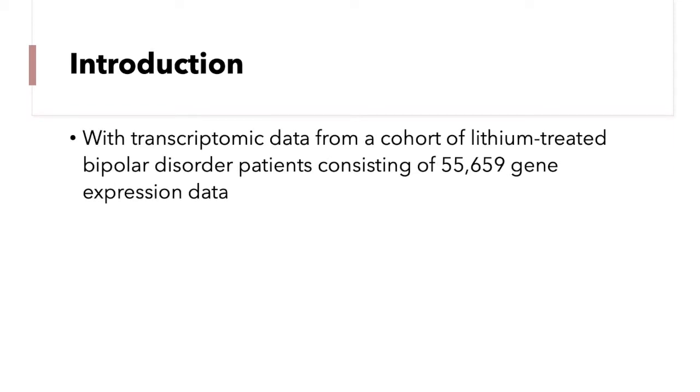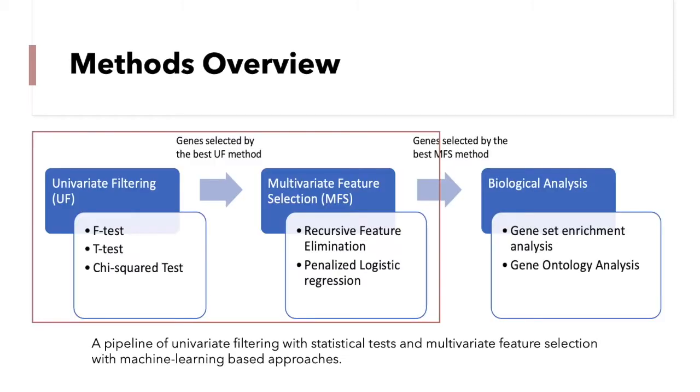With the transcriptomic data from a cohort of lithium-treated bipolar disorder patients, non-lithium-treated patients, and healthy controls, we proposed a pipeline of univariate filtering and multivariate feature selection with machine learning-based approaches. For the univariate filtering stage, we feed the original 55K genes into statistical tests like F-test, T-test, and chi-square test, and evaluate their performance by the prediction accuracy using the selected genes and a decision tree classifier. The genes selected by the optimal filtering method were then used for further feature selection.